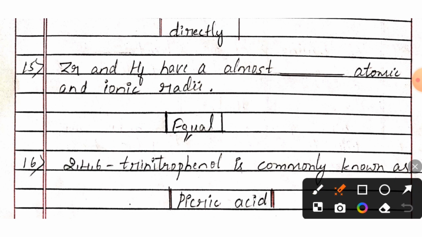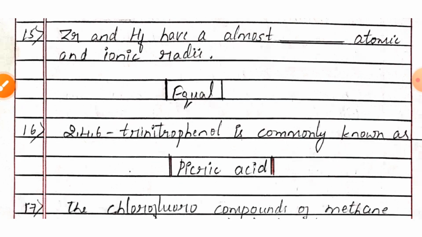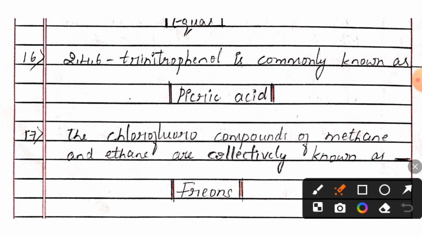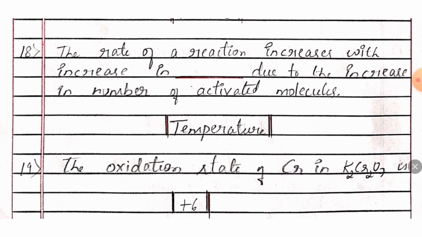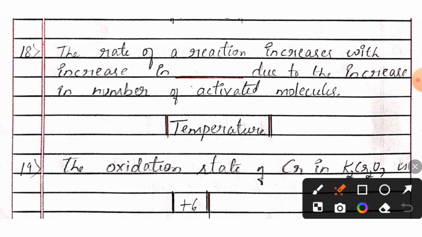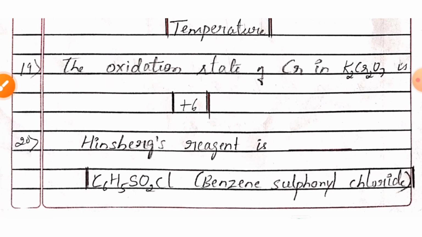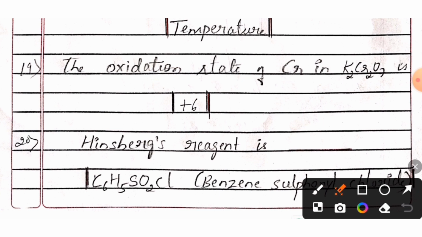Zirconium and hafnium have almost dash atomic and ionic radii, equal. 2,4,6-trinitrophenol is commonly known as picric acid. The chlorofluoro compounds of methane and ethane are collectively known as freons. The rate of a reaction increases with increase in dash due to the increase in number of activated molecules. Temperature. The oxidation state of chromium in potassium dichromate is +6.